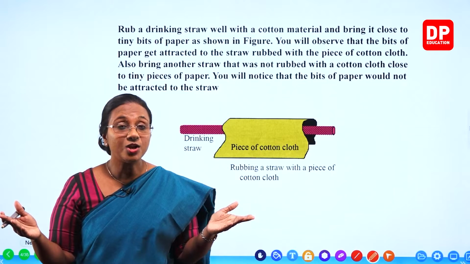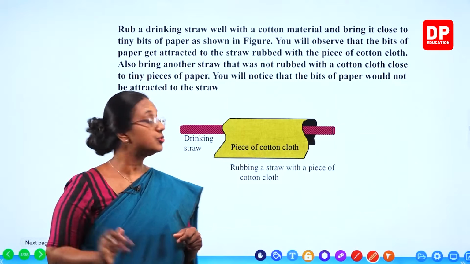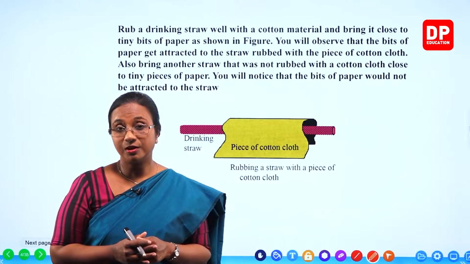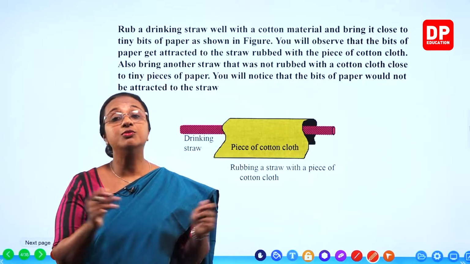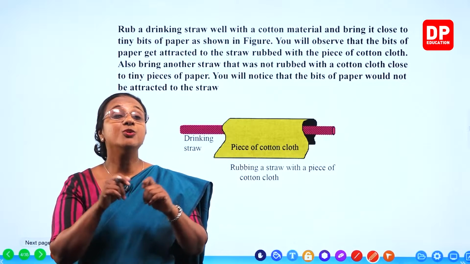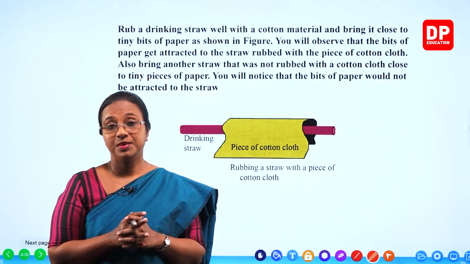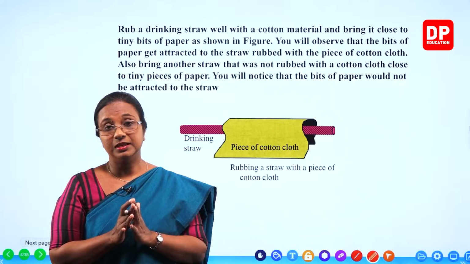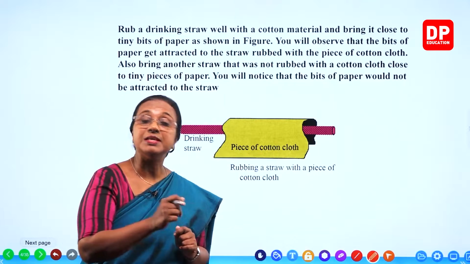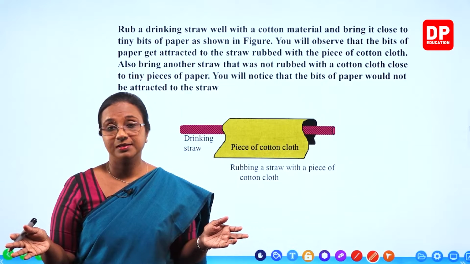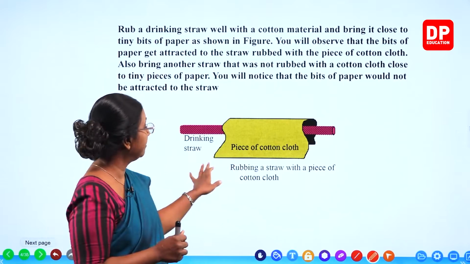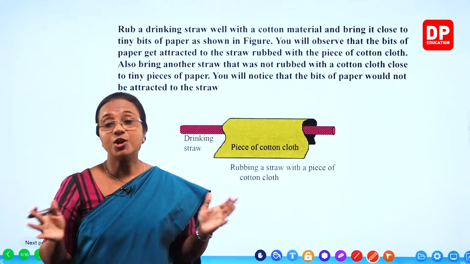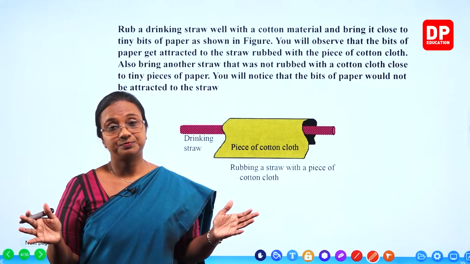Or else what can you do? You can rub 2 straws with a piece of cotton, and if you bring the two straws close to each other, you will see them repelling. But without rubbing, if you hold a straw near pieces of paper, nothing will happen. If you hold two straws near each other without rubbing with a piece of cotton, then also there is nothing.